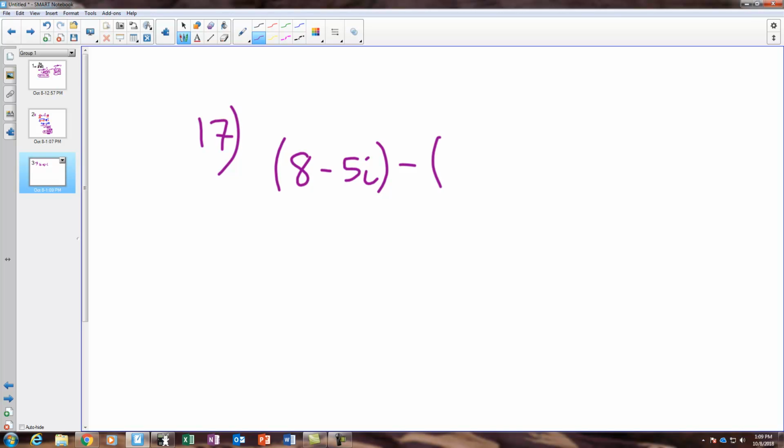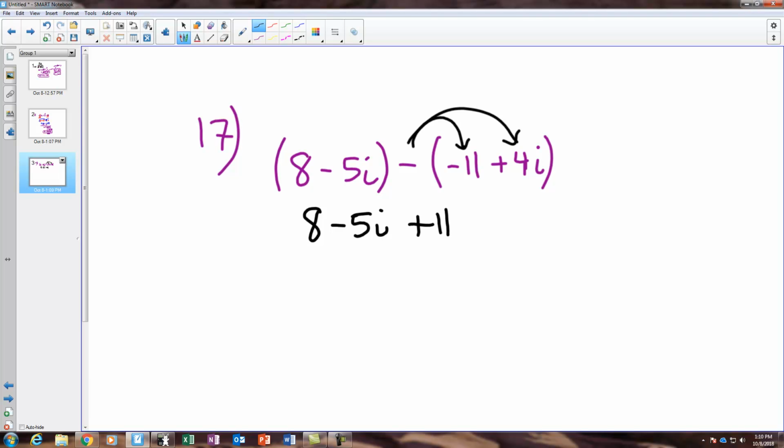And then we're subtracting -11 + 4i. All right, so if we think about this as just like terms, adding real numbers to real numbers and complex, or imaginary, to imaginary, we can treat this a lot like a normal algebra problem and distribute our negative. Now if it was plus, we wouldn't distribute anything. 8 - 5i. Okay, now I have plus 11 minus 4i. And what I want to do is combine my real numbers and my imaginary numbers. 8 + 11, that's 19. And -5 and -4 is -9i.